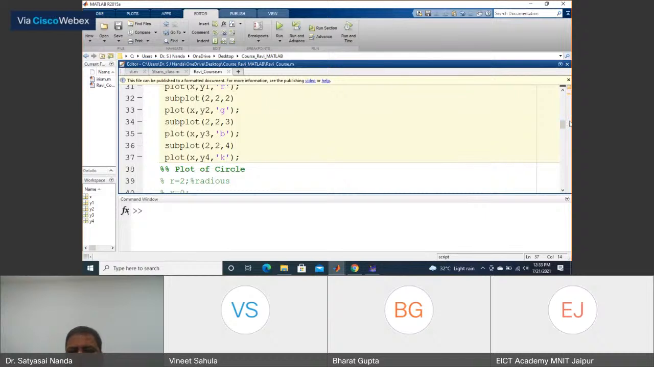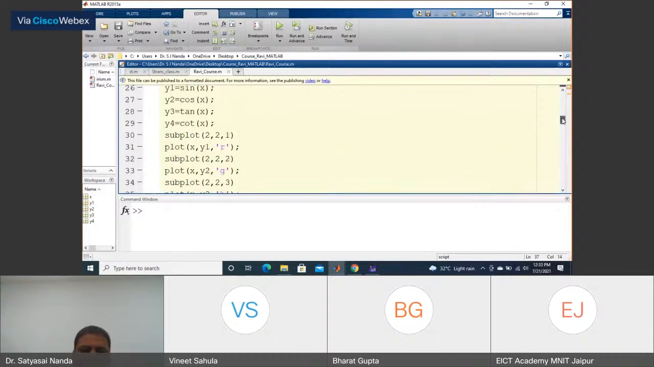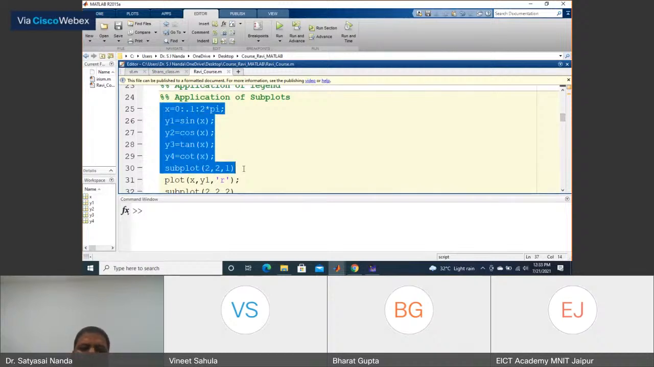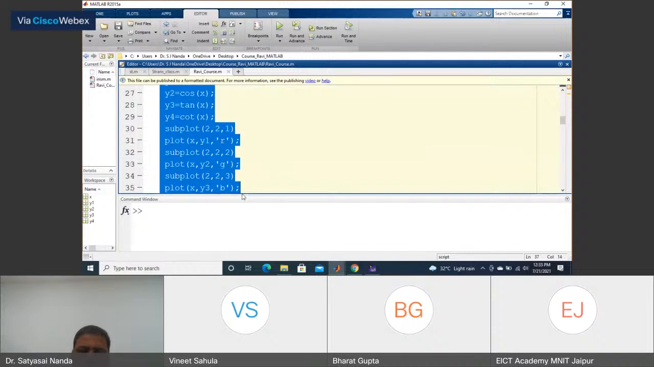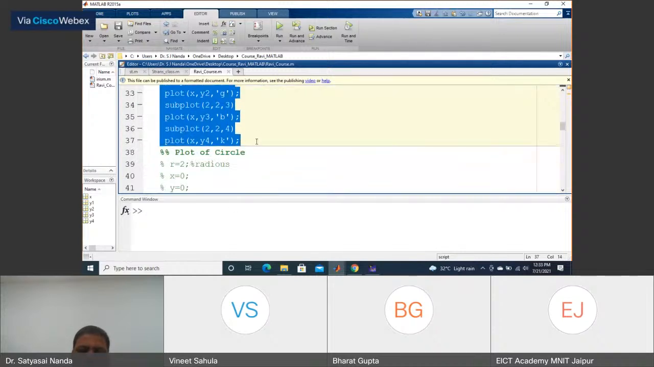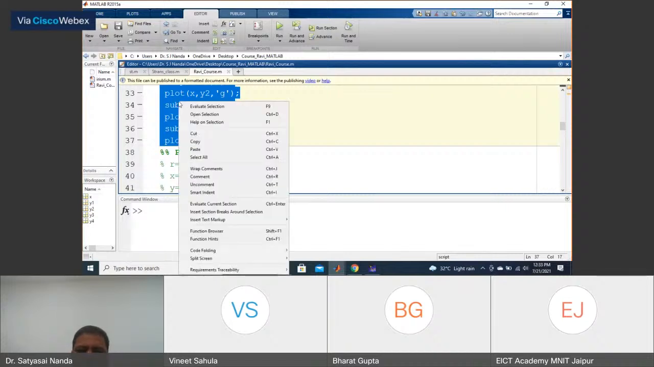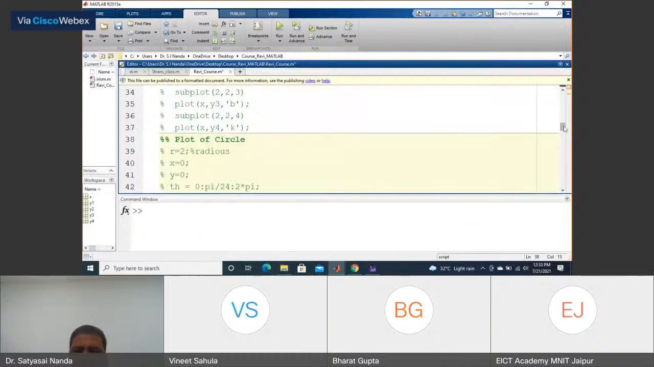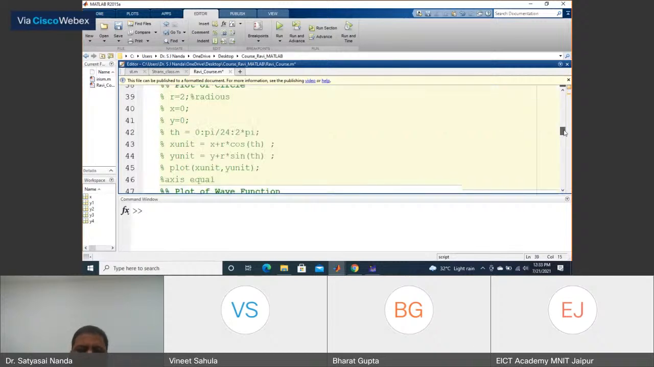Now we have understood the sinusoidal signal and how to plot it, how to do multiple plots together on one particular figure, and how to make subplots and many figures on one particular figure. Then the next thing we are going to discuss is how to plot a circle.